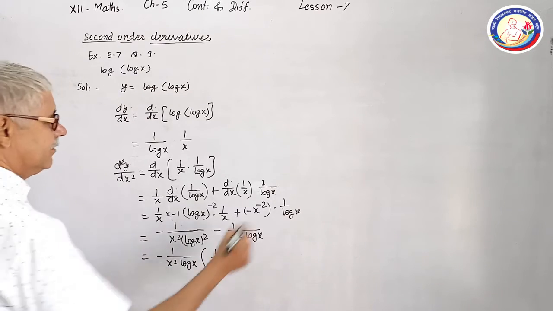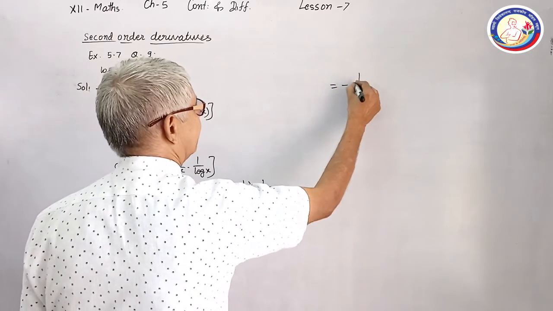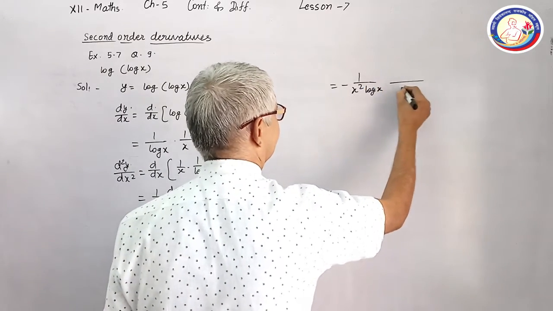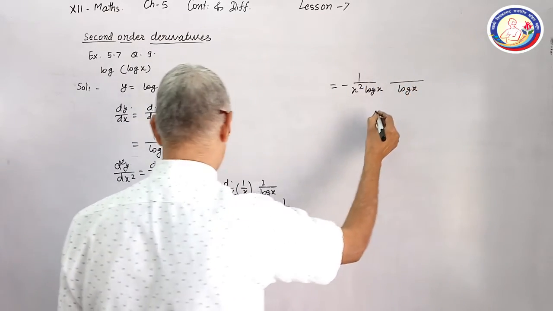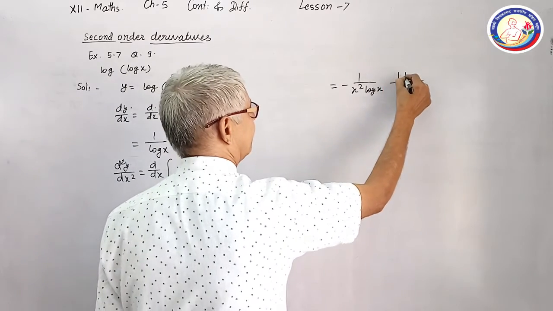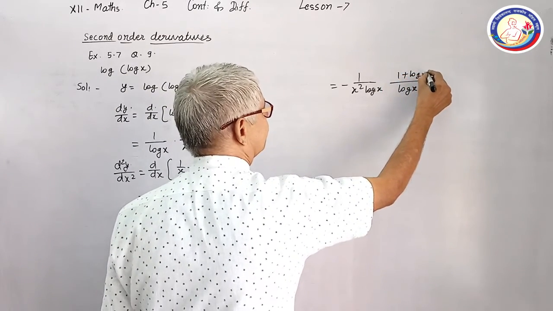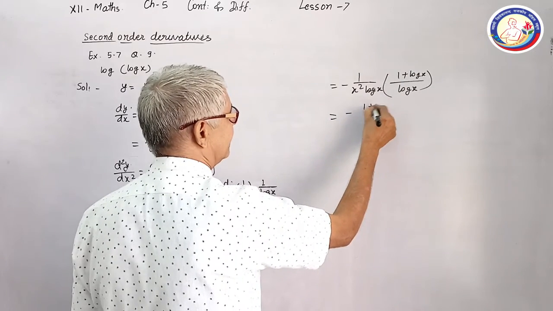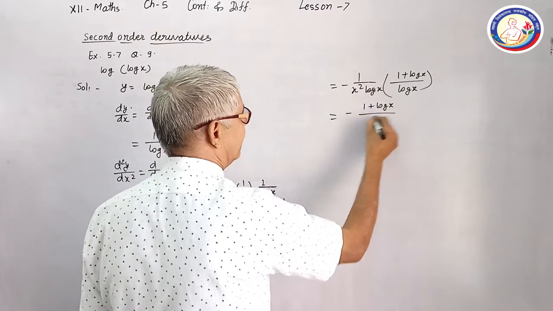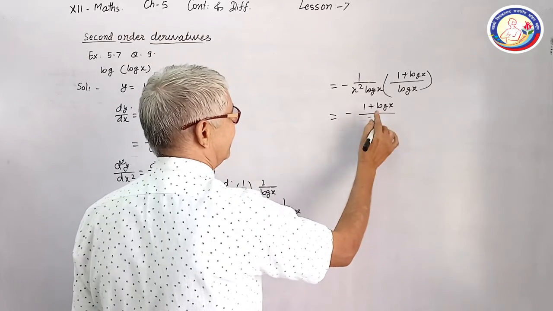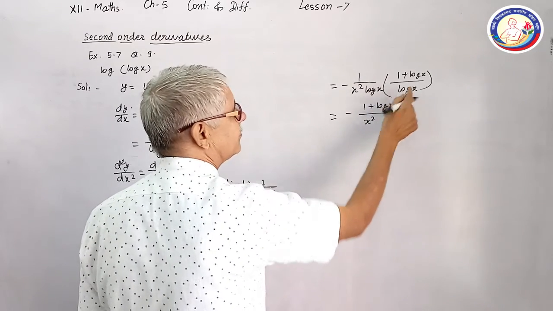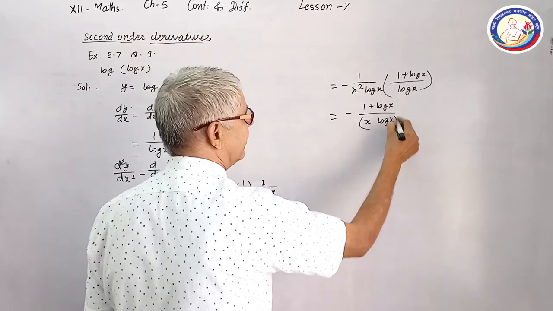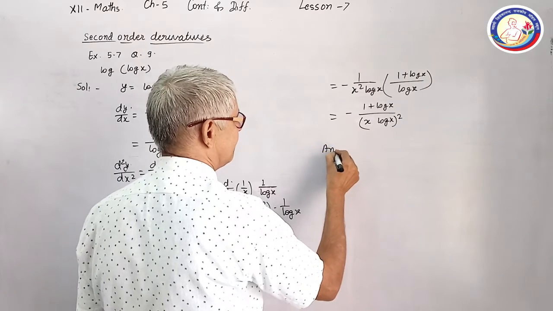And on solution we shall get minus 1 upon x square log x. Here taking log x as LCM, we will get 1 plus log x. On further simplification, we shall have 1 plus log x divided by 1 plus x square, and log x into log x square. So we can write it x log x whole square. That is the answer.